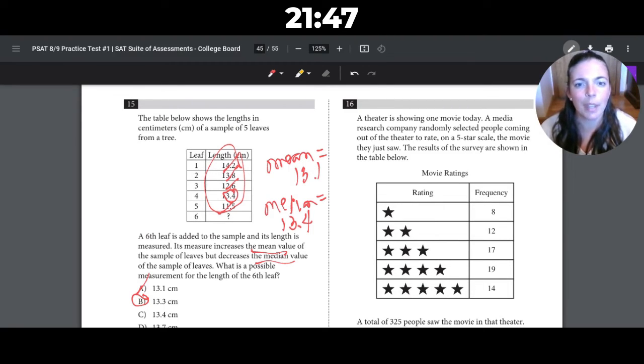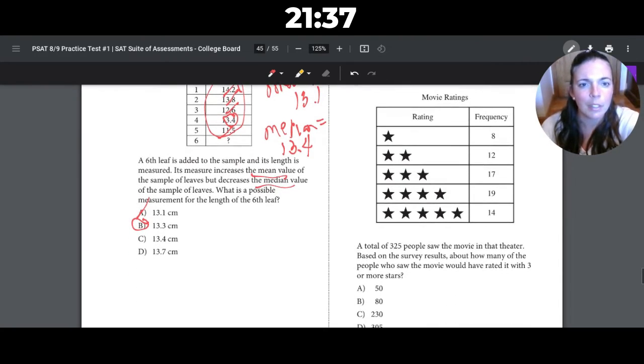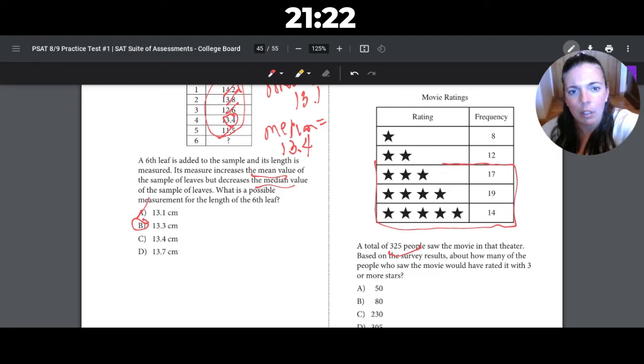Question 16: a theater is showing one movie today. A media research company randomly selected people coming out of the theater to rate on a 5-star scale the movie they just saw. The results of the survey are shown in the table below. All right, so there's our rating and frequency. A total of 325 people saw the movie in that theater. Based on the survey results, how many of the people who saw the movie would have rated it 3 or more stars? So 3 or more.